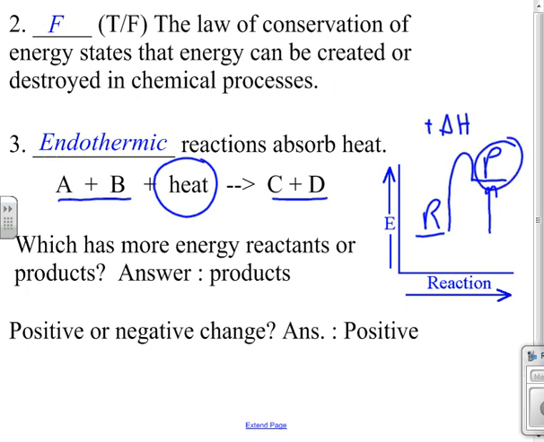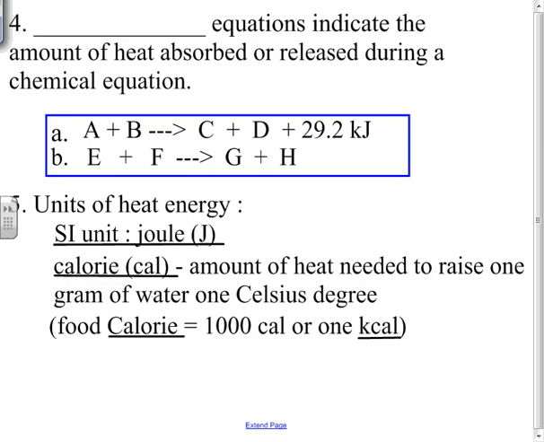There's more heat in the products than in the reactants. Here the energy from the universe is absorbed into the reaction. So again, the amount of energy in the universe is constant, but now there's more energy stored in the products than in the reactants.